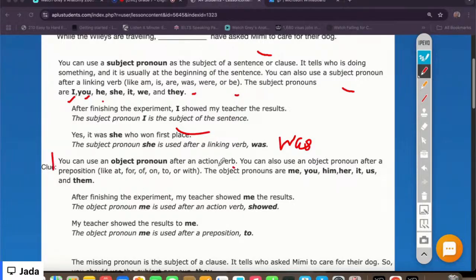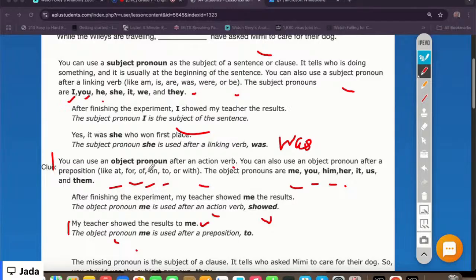Okay, so we have object pronouns. You can use an object pronoun after an action verb. You can also use an object pronoun after a preposition like at, for, of, on, to, or with. The object pronouns are me, you, him, her, it, us, and them. So after finishing the experiment, my teacher showed me the result. So the object pronoun me is used after an action verb, showed. Then my teacher showed the result to me. So the object pronoun me is used after a preposition, to.